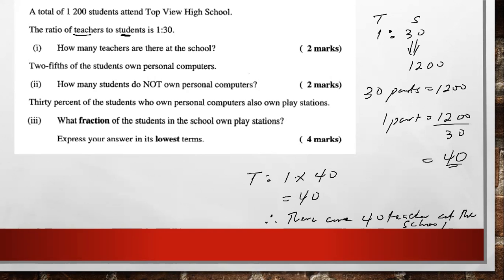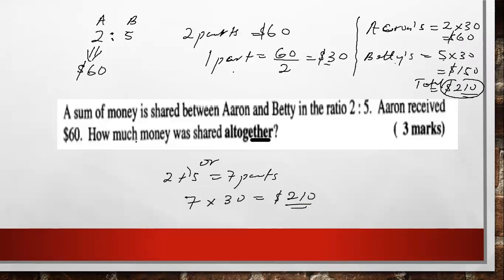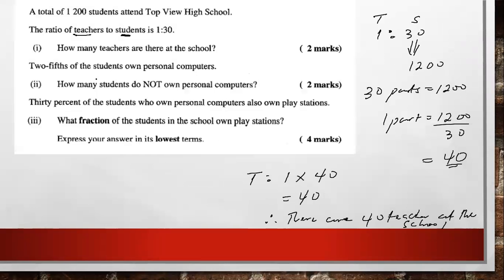Now, not always you add the ratios and later divide. I want to make something clear here. Look at the first one. The $12,000 was shared between the C, the H, and the D. So we could have added them into 16 parts, and we use that to find one part. But in the second one, they said that Aaron received $60. So we use Aaron's part to find one part. And in the next one, they say the students were 1,200. So we use the 1,200 for the students to find one part. Then 1 times 40 gives you 40, so there are 40 teachers at the school. Is that clear? Yes, sir.